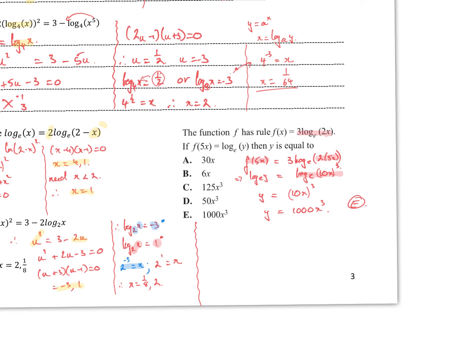The left-hand side, f of 5x, is equal to log e y, so I can put log e y on the left-hand side, equal to log e of 10x to the power of 3. So again, I can equate expressions, so that means y is equal to 10x to the power of 3, which is 1000x cubed.